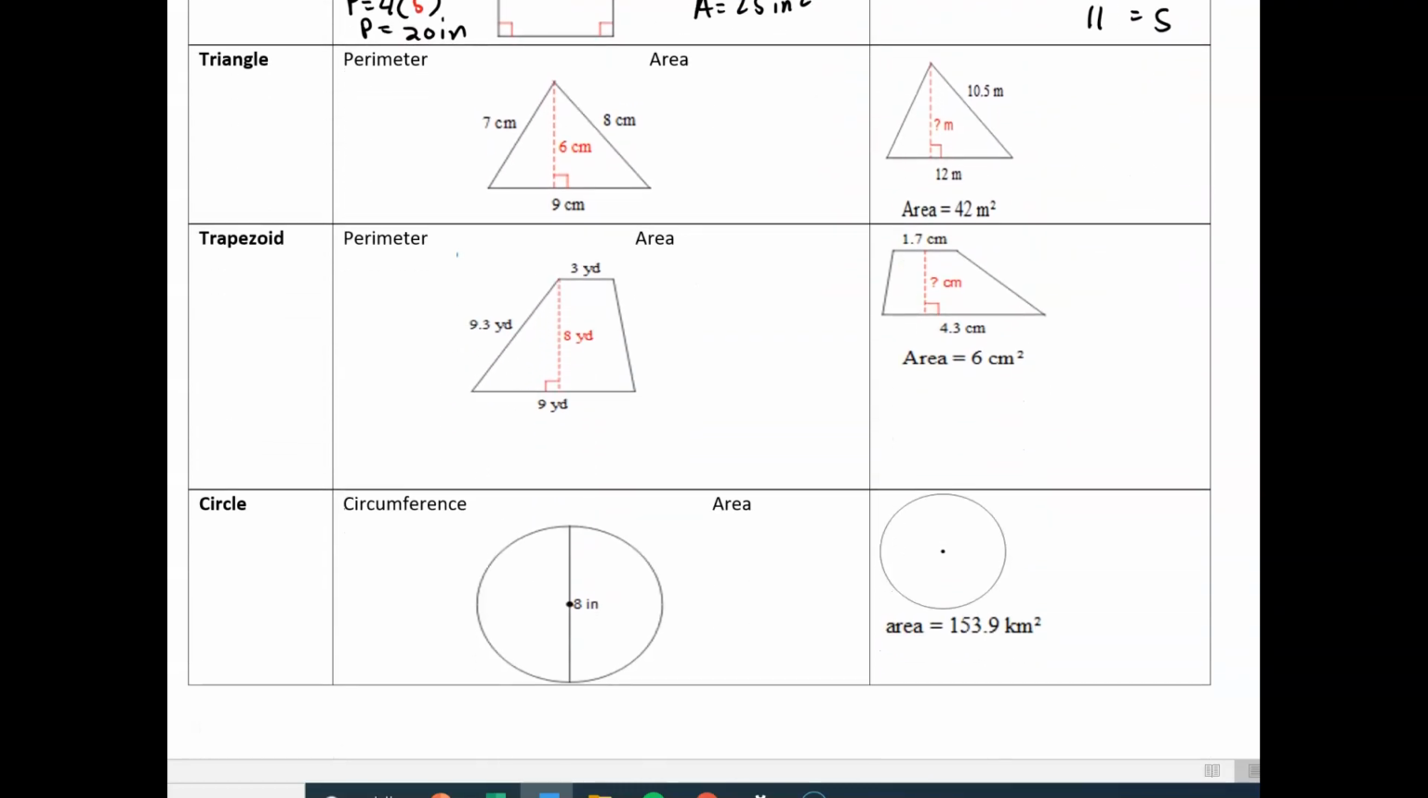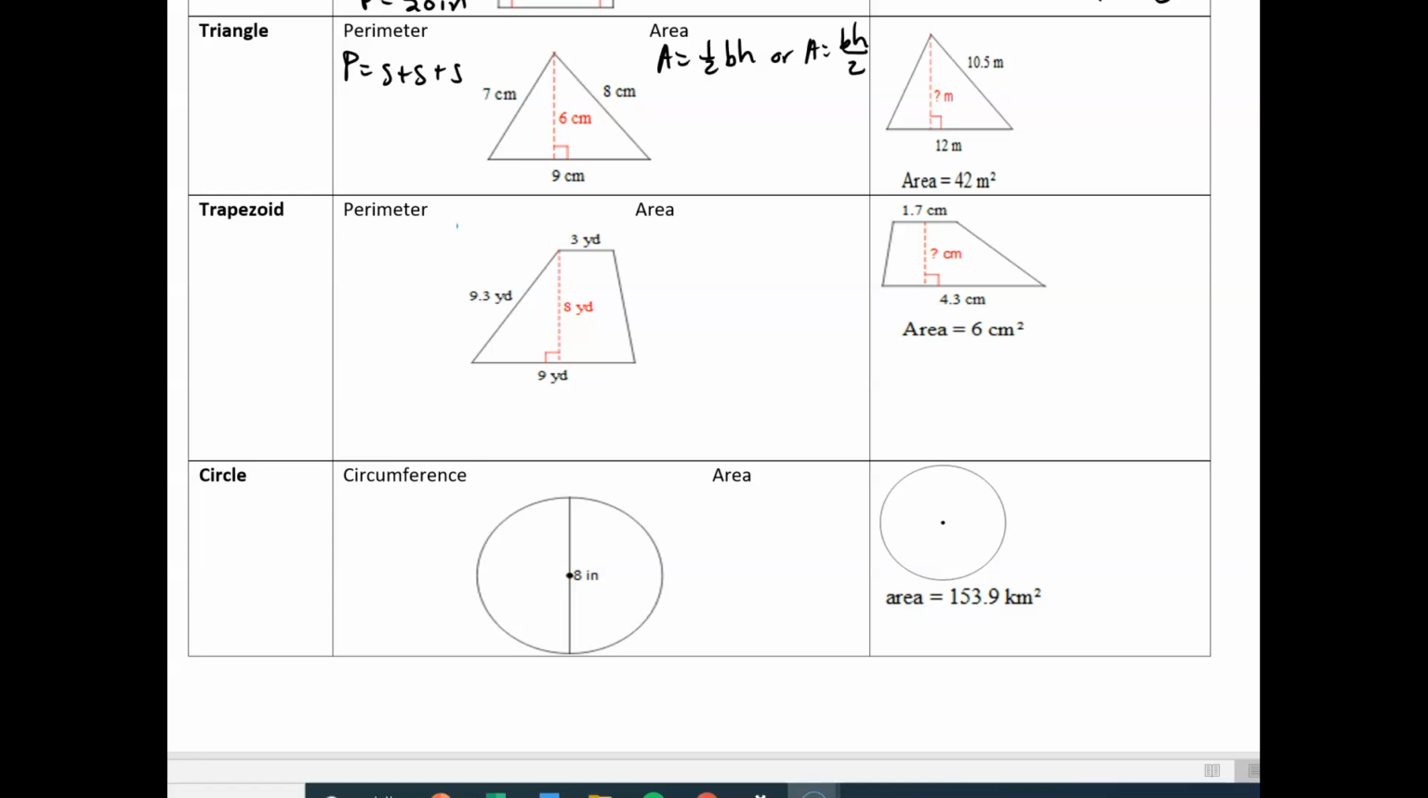All right, now we start to get a little bit tricky with triangles. The perimeters, we're just going to add up the side plus the side plus the side. There's no real formula. You're just going to add up all the numbers on the outside only, so no numbers on the inside. So 7 plus 8 plus 9 gives you your answer of 24 centimeters.